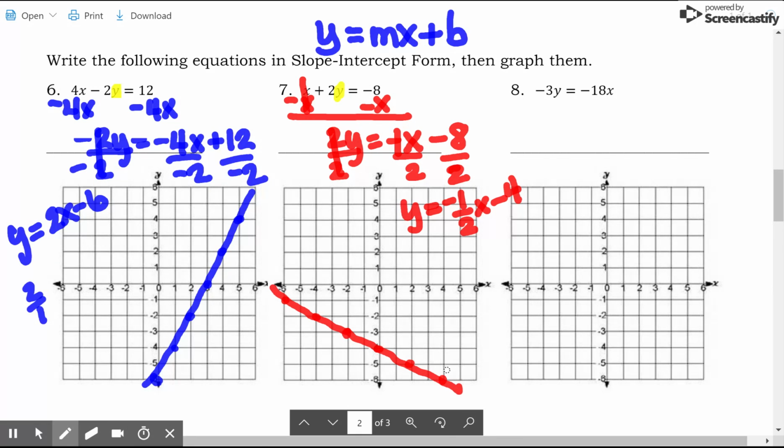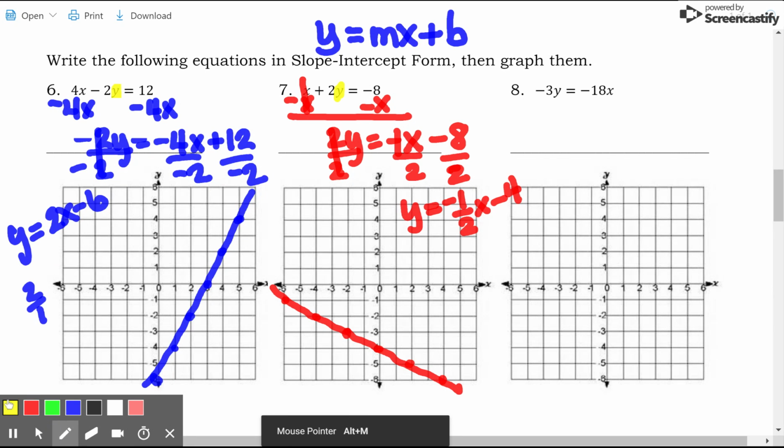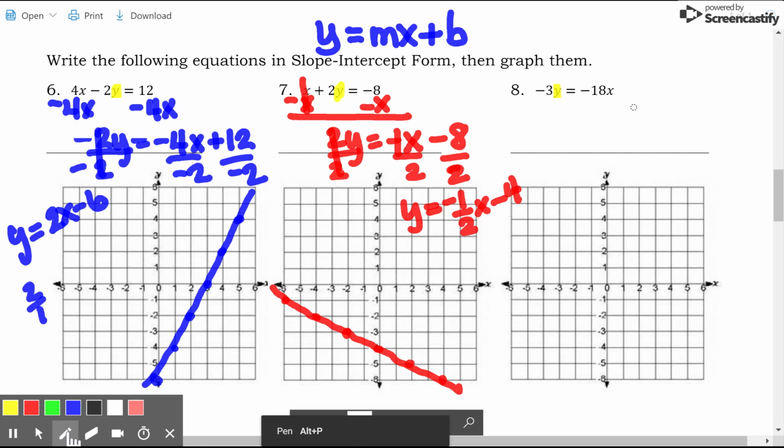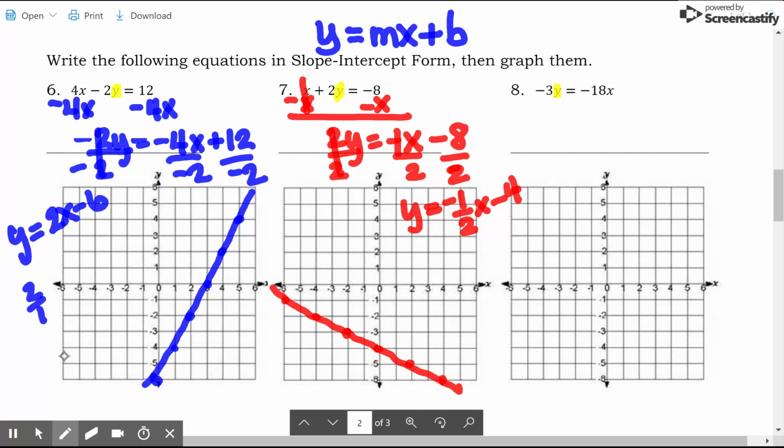The last one, again, we're solving for y. This time we already have an x term on the other side. We don't have a coefficient. So that should tell you right now that more than likely this is going to go through the origin. So if we divide by a negative 3 on both sides, we have y is equal to negative 18 divided by negative 3 is a positive 6x.